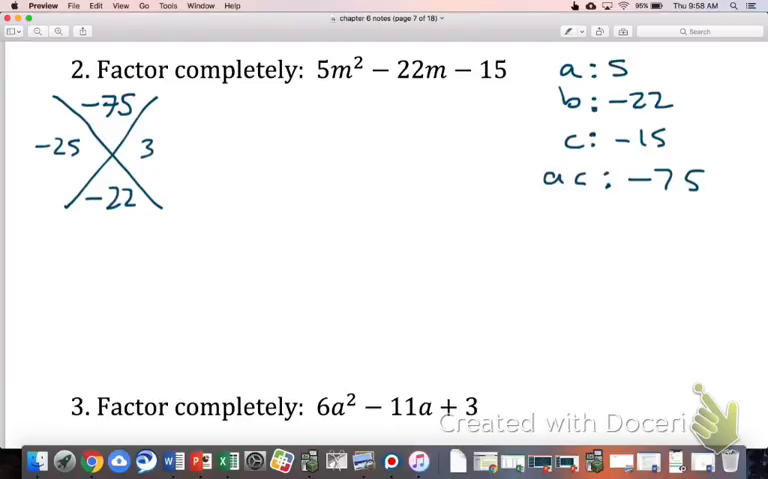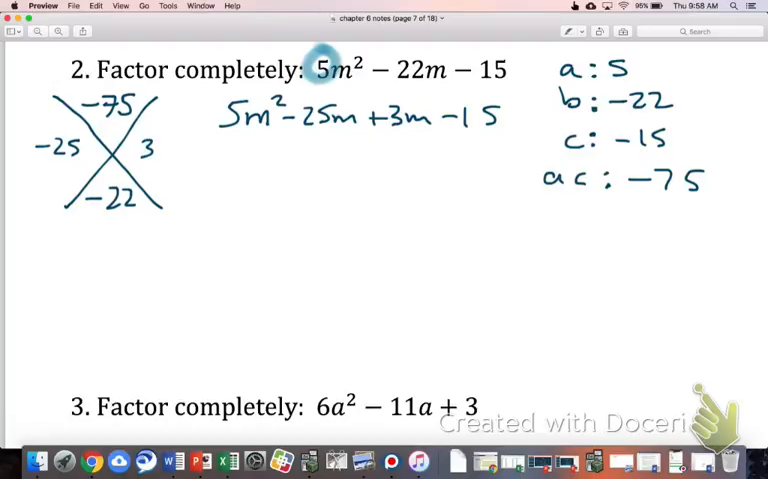All right, so here's what we do. This is where this is a little bit different. We have to pay close attention to the fact that the a value was not 1, it was 5. So we have to use a slightly different technique moving forward. Here's what we do. I am going to take 5m squared, leave it as is. This method, I call this split the b, because what we're going to do is we're going to take that b term and we're going to split it up based on our magic x. So I'm going to write it like this: minus 25m plus 3m minus 15.